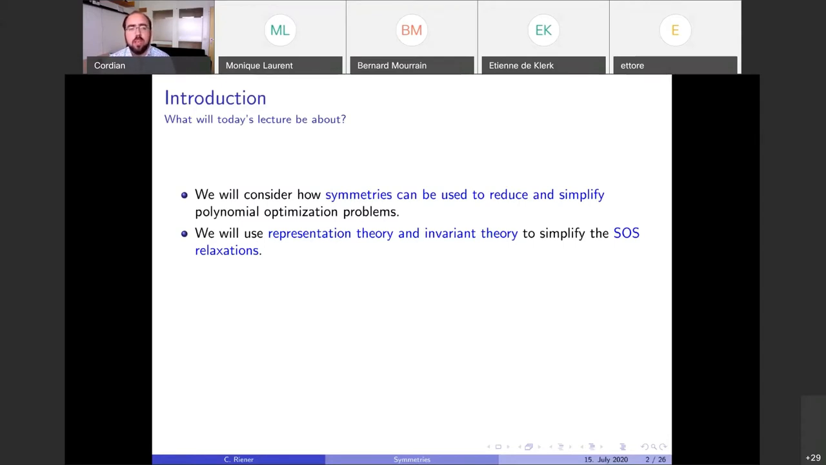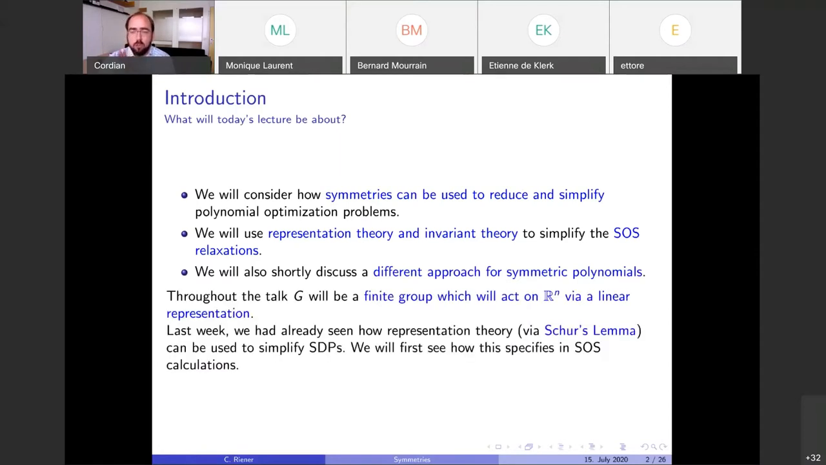In particular, the first half of this talk will be essentially using representation theory, but with a focus on invariant theory, to simplify sums of squares relaxations of polynomial optimization problems, which you have all to some extent already heard a lot about. And then I will also shortly outline some ideas of different approaches that will in our setup be specifically for symmetric polynomial optimization problems, so optimization problems that are invariant by the symmetric group.